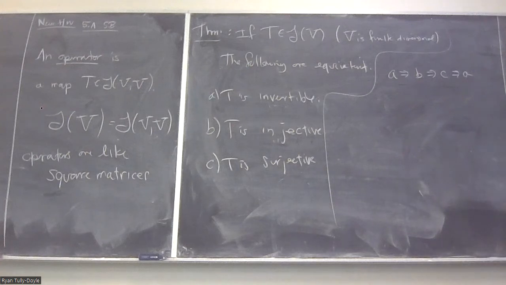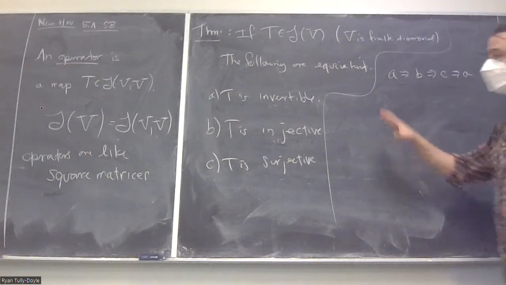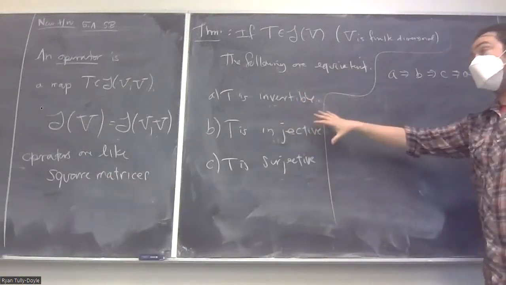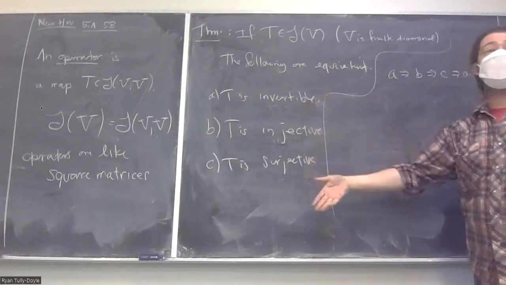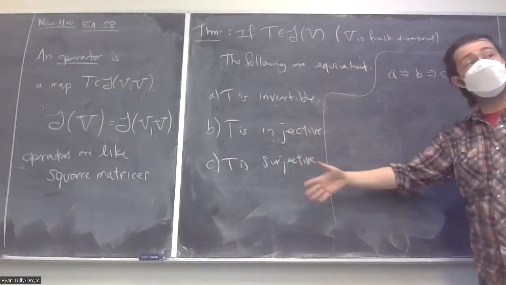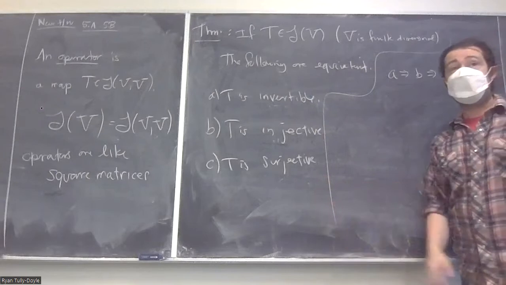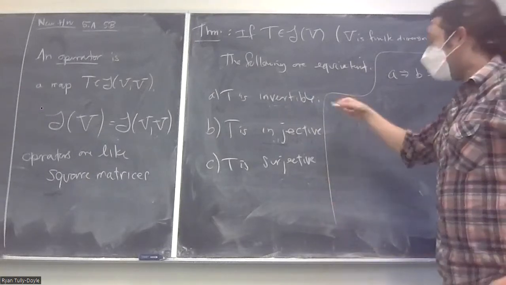So for operators, if it's not injective, then it can't be invertible. Okay, yeah. So we're going to use the negation of this, which is that if any one of these is false, they're all false. So they're simultaneously true or simultaneously false. Right? Okay. So this is how we're going to do this.